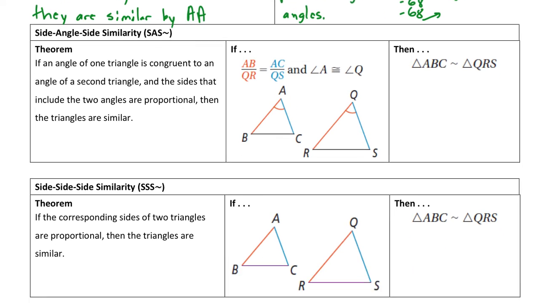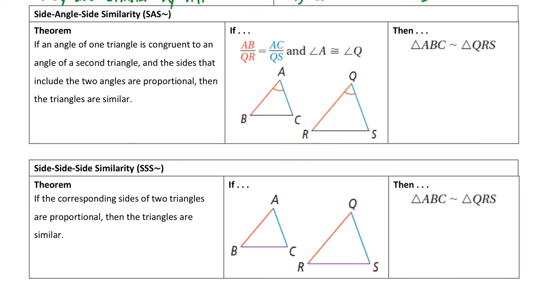The next two theorems are a little bit tougher to wrap our heads around, so I'm going to spend more time practicing these and explaining these. So the first one is side angle side. And it states that if one angle of a triangle is congruent to another angle of the second triangle, and the sides that include the two angles are proportional, then they're similar. So that means if A and Q are congruent, and the corresponding sides that include A and Q are proportional, these triangles are similar.